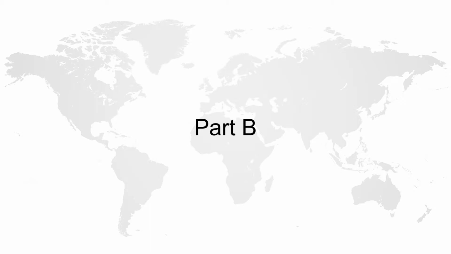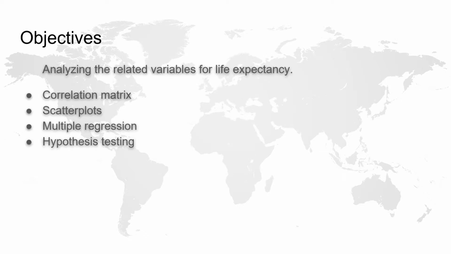Hi, I'm Sam, and I will be covering the remainder of our analysis, which is Part B. In Part B, we will be analyzing some scatter plots which we have generated of individual variables versus life expectancy in the year 2000 as well as the year 2015. And we will be seeing the correlation matrix of these variables to see which of them are highly correlated to life expectancy, as well as carry out multiple regression and test a hypothesis.